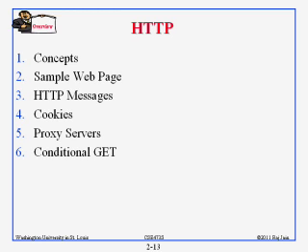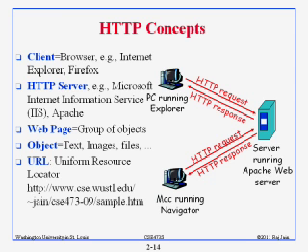All right. So let's go to HTTP. And here we will talk about 5-6 things. First, we'll talk about what is HTTP, how does a sample web page written, what are the messages, what are the cookies, what are the proxy servers, what is a conditional GET. So basically, HTTP, Hypertext Transfer Protocol. P stands for protocol.